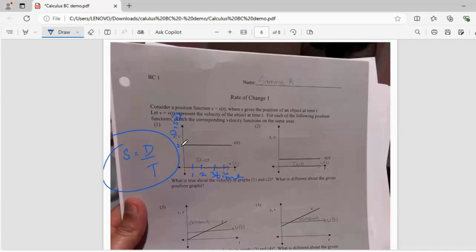When your time is moving, position is not moving. If position is not moving, that means you're standing in the same place. So velocity is 0. How long is velocity 0? As long as you're standing in the same place, velocity is 0.